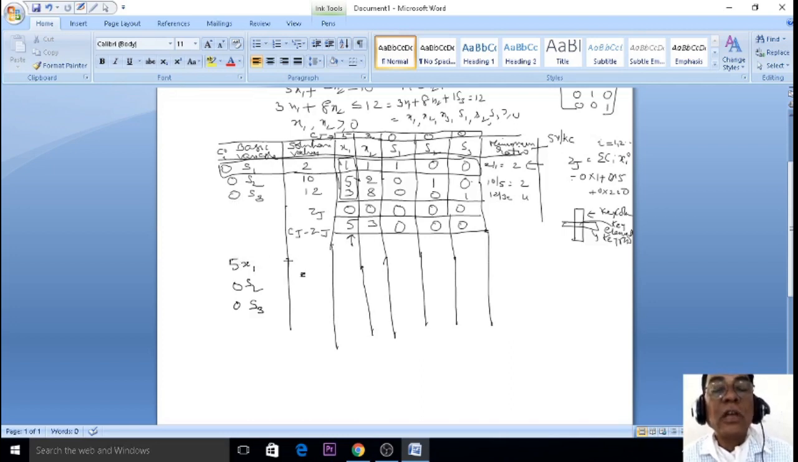Now come to this point. So how to calculate the solution values? The next step: take this key element value, and divide it into the remaining values which are present in the key row. I mean 2 divided by 1, 2; 1 divided by 1, 1; 1 divided by 1, 1; next 1 divided by 1; 0 divided by 1, 0; 0 divided by 1, 0.